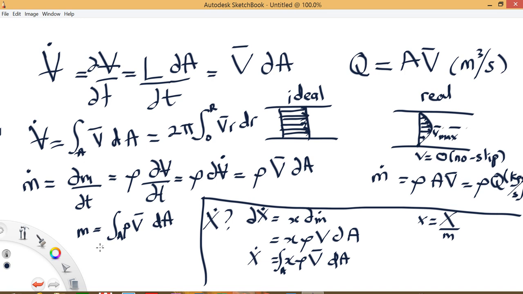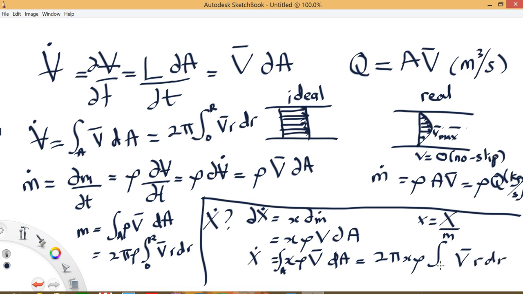Okay? Similar to this, you put the 2 pi outside. This rho can also be put outside because it's a constant. V r dr from 0 to maximum radius. Similar to this, 2 pi, x can also be put outside, so a constant. V r dr from 0 to maximum radius. Okay?